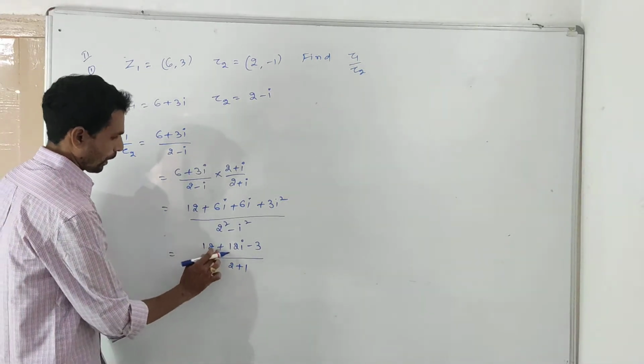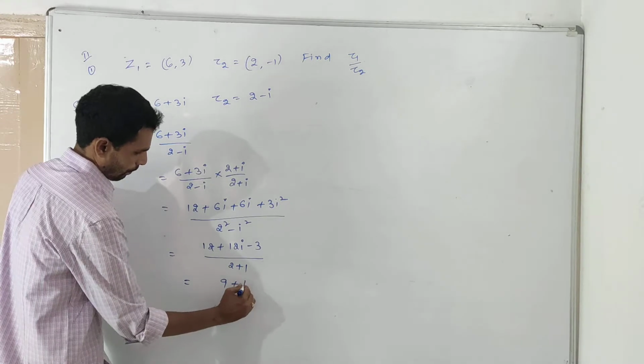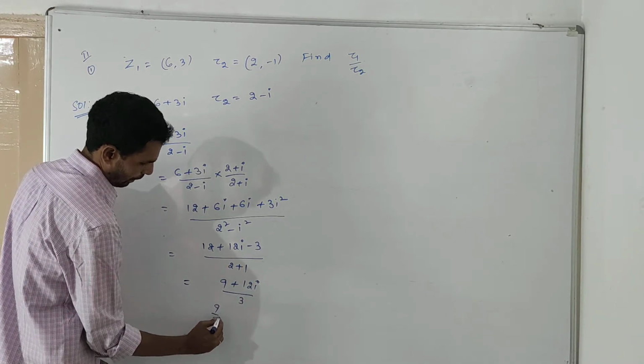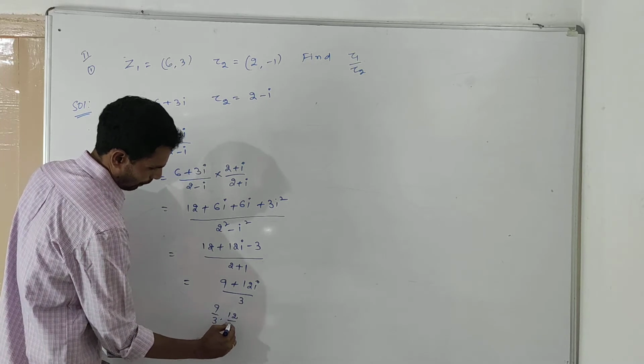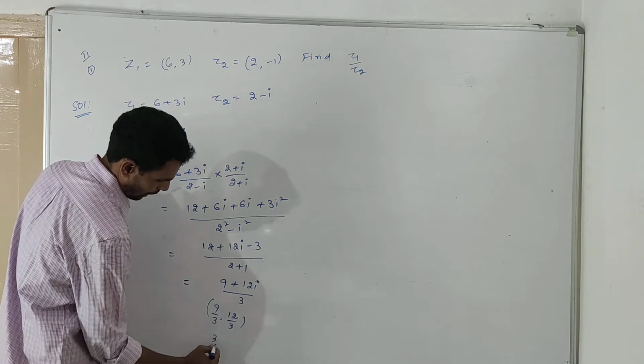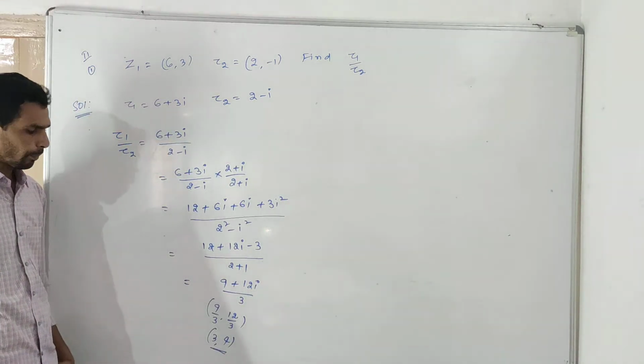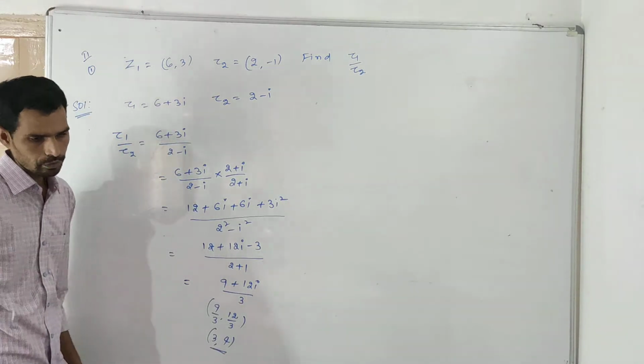Again we get 12 minus 3, which is 9, plus 12i, by 3. Separate here. What is the real part here? 9 by 3. Imaginary part is 12 by 3. That is equal to 3 comma 4, the Z1 by Z2 coordinate values. Real part is 3 and imaginary part is 4.